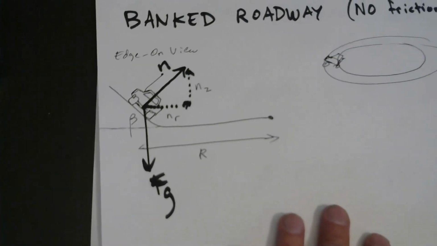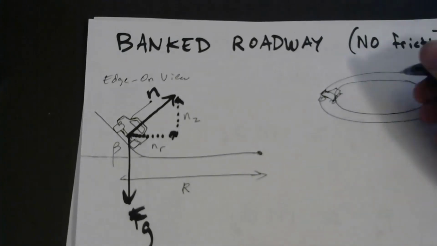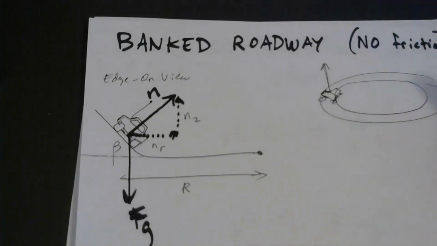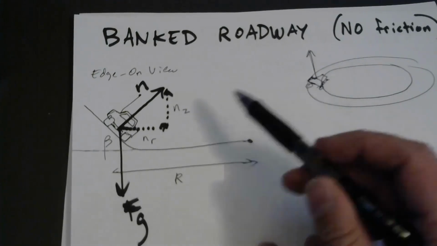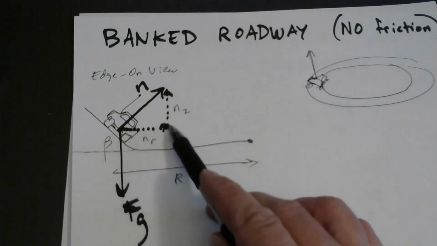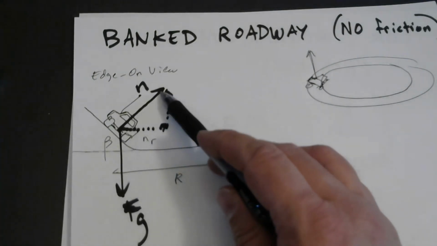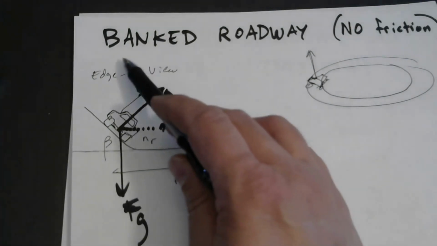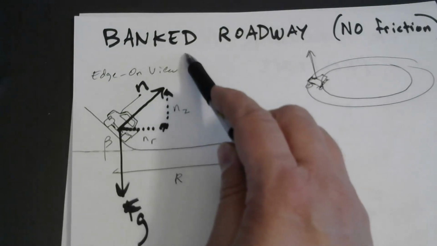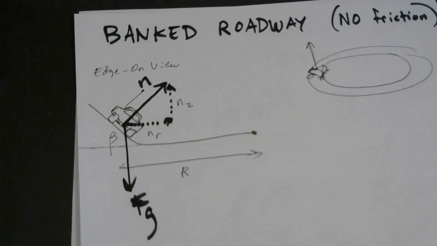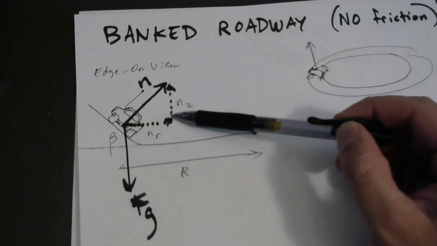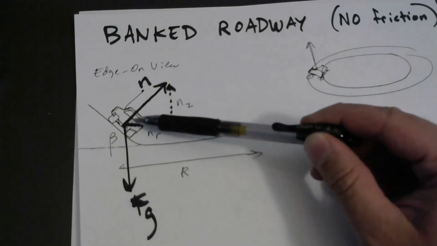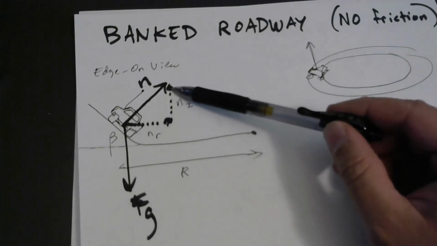And if you think about the flat roadway, wouldn't the normal force point like this and have no component towards the center? So we do have a component towards the center because the normal force is tilted. Why is it tilted? Because the roadway is banked. Okay. Now, because N is tilted, there has to be a z component as well. If you've got an r component, there must also be a z component.